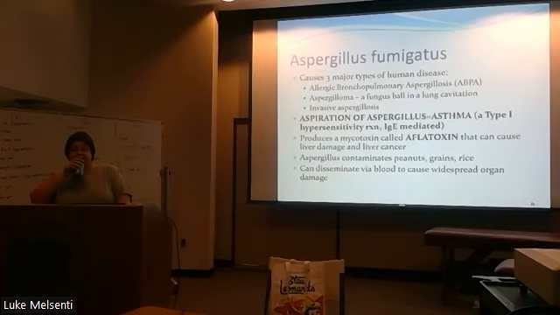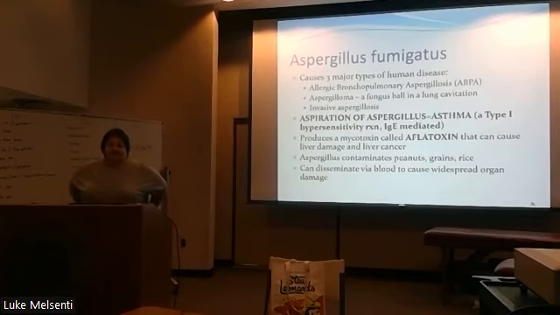Aspergillus fumigatus causes three major types of human disease. The one that you have to be most concerned with is the aspergilloma. Remember talking with Dr. Maddie about cavitations in the lungs and fungus ball? I think he covers this in pathology. So aspiration of aspergillus basically causes an asthmatic reaction, which is a type 1 hypersensitivity reaction, and those type 1s are mediated by IgE. So here's some of your linkage to immunology.